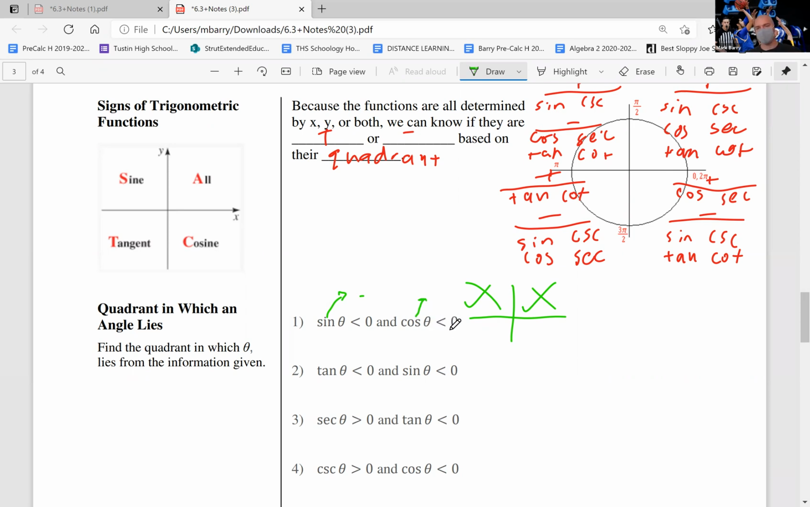So this one says cosine is less than 0. So that means cosine is negative. So if cosine is negative, it cannot be the fourth quadrant because that's the cosine quadrant. And therefore, this one's going to be in quadrant 3. There we go.